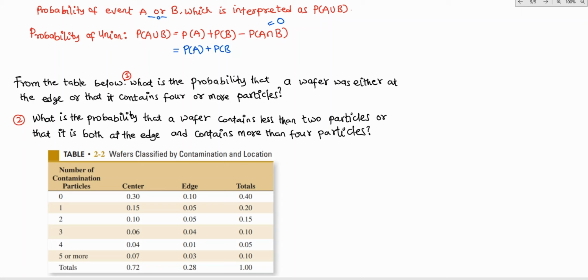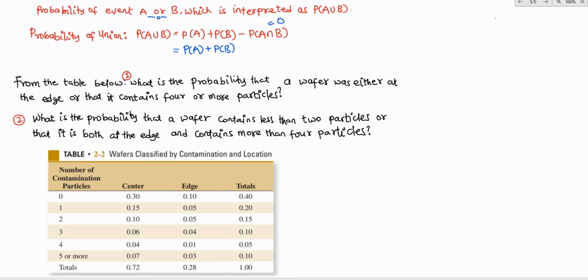For us to better understand this, let's look at the example that I have here. The question says that from the table below, what is the probability that a wafer was either at the edge or that it contains four or more particles? And the second question says, what is the probability that a wafer contains less than two particles or that it is both at the edge and contains more than four particles? So let's look at how you are going to solve this question.